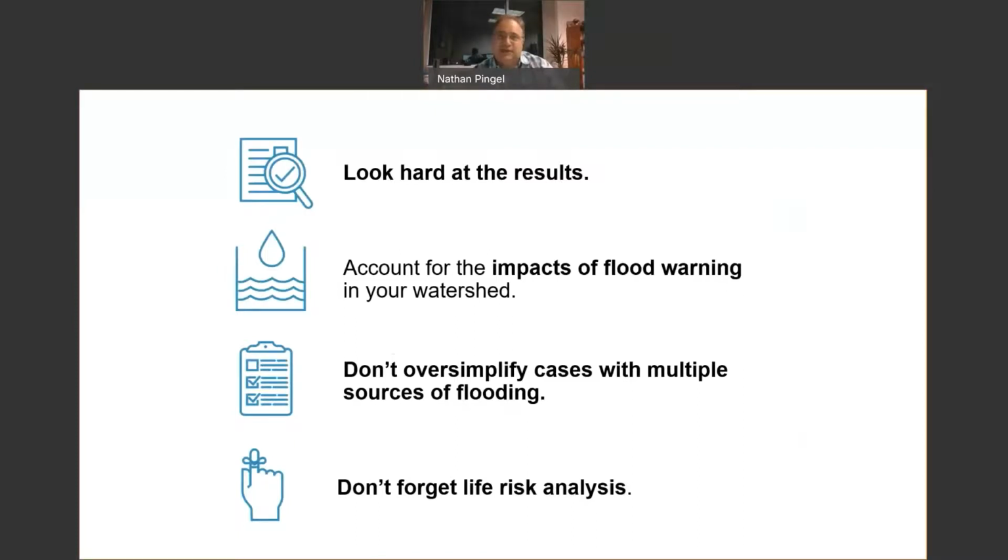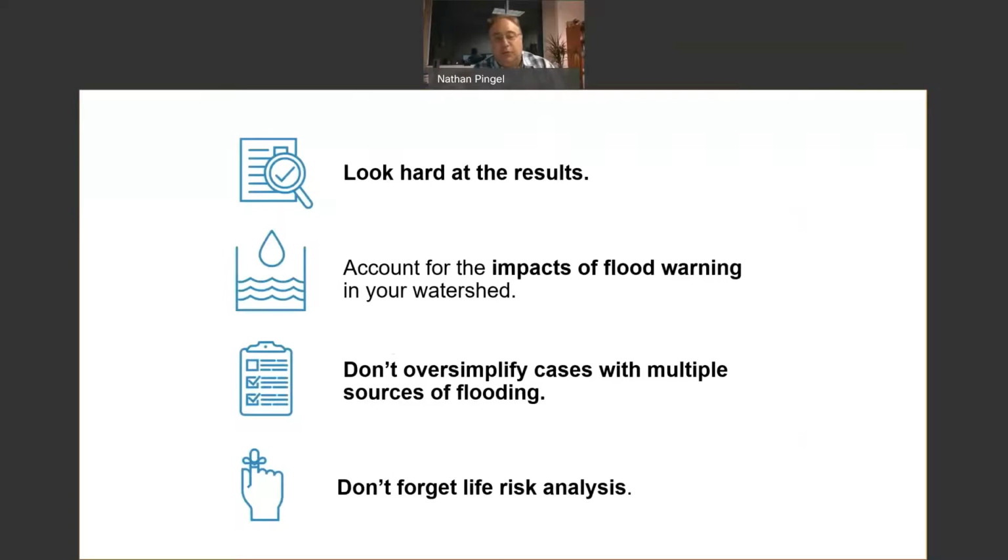If you see a difference in EAD between alternatives, can you trace that back to a change? If you're seeing a change in flood risk, is it the flow frequency curve that's changing? Is it the levee fragility curve, the elevation damage relationship? I think it's really important to look carefully at the results. It's easy to convince yourself why they're right. But because it's the culmination of all the inputs from all the different analysis team members, it's really important to look hard and question the results at first.